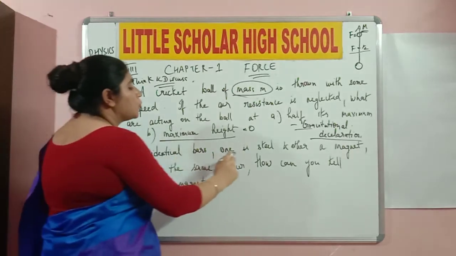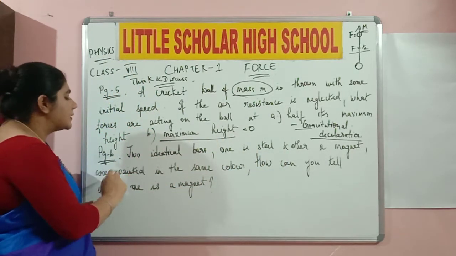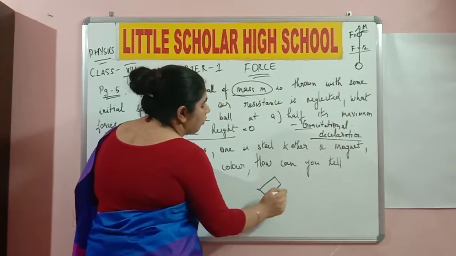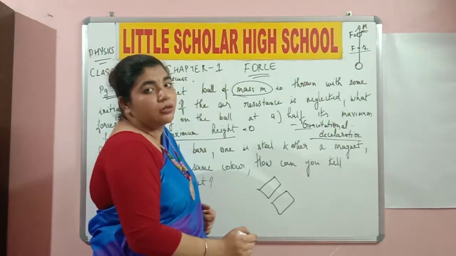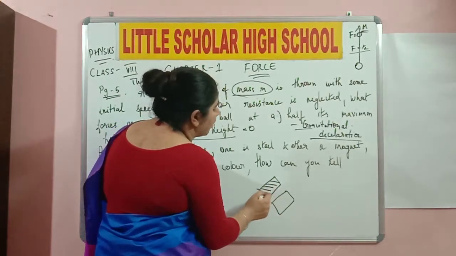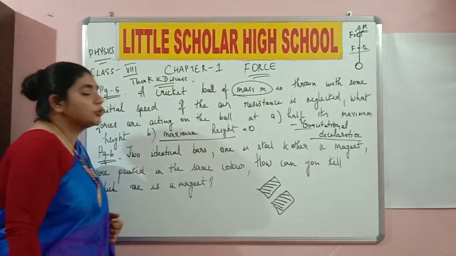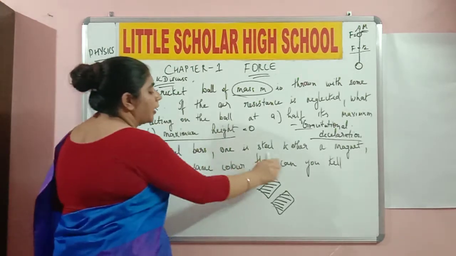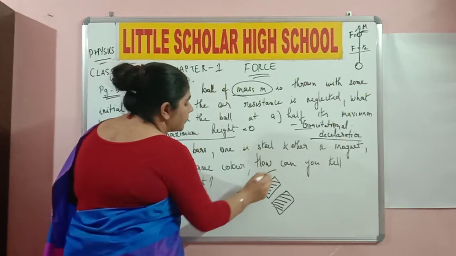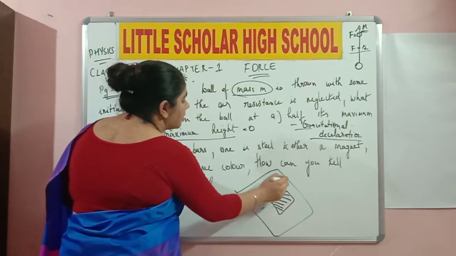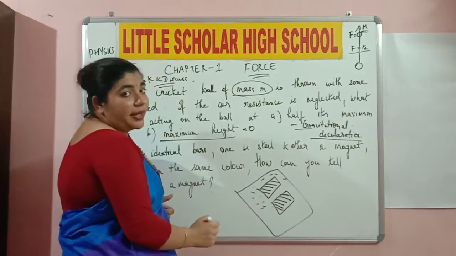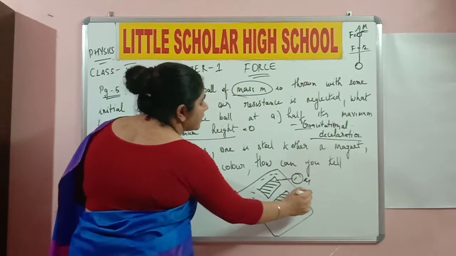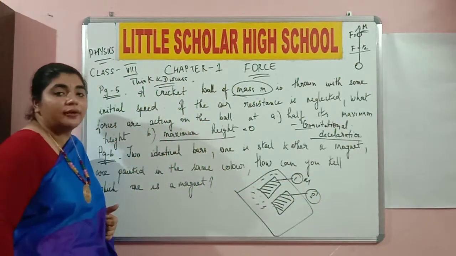Two identical bars, one is steel and the other a magnet, are painted in the same color. How can you tell which one is a magnet? Okay, I take two bars. One of them is a magnet, one of them is a steel bar, and I paint them in the same color. How can I tell which of them is a magnet now? Both of them are painted in the same color. What will I do? I am going to place them on a sheet of paper and sprinkle some iron filings, and if the iron filings get attracted to the first bar, this means it is a magnet, and this one is the steel bar, and vice versa. Did you understand? Okay.